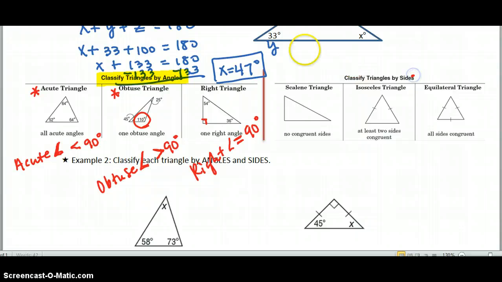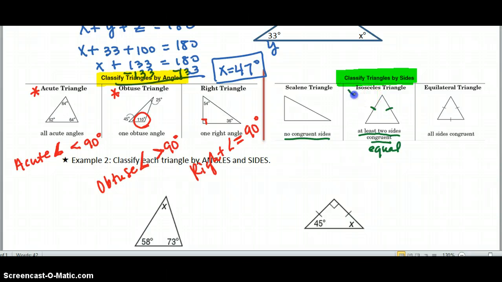The right side of this chart is classifying triangles using their sides. Scalene means no sides are congruent. Notice there's not any little tick marks. The tick marks here mean that this side is equal to that side. So if there are at least two sides congruent, that's what the tick marks mean. They're congruent or equal. Congruent is another word for equal. Then we call it an isosceles triangle.